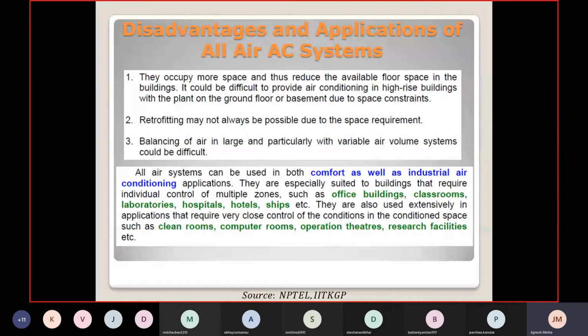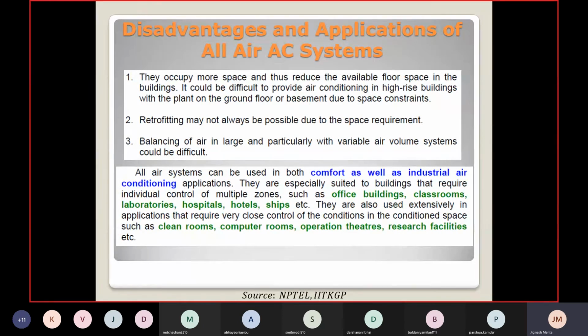Disadvantages of such systems is that you are carrying air. So air has high specific volume and low specific heat. So you need to handle more volume. So that will occupy more space and reduce available floor space in the buildings. It could be difficult to provide air conditioning in high-rise buildings with the plant on the ground floor or basement due to space constraints. In a high-rise building, multiple floors are there, all need the conditioned air.